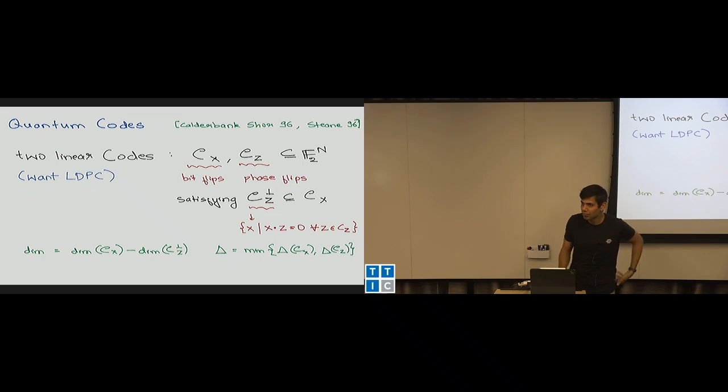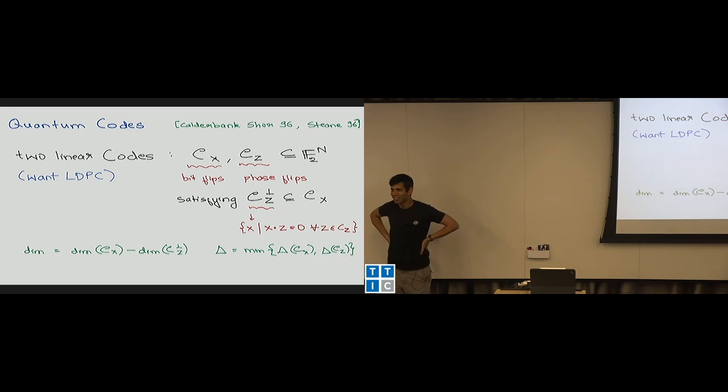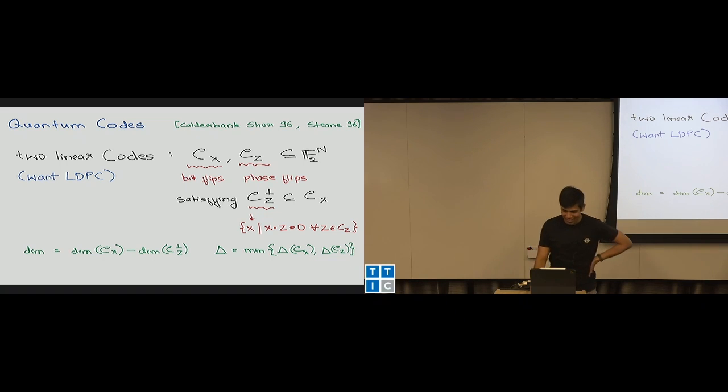This Calderbank-Shor paper itself is the quantum version of the GV bound. That's how they define this. I see. This is what you would get if you wanted to generalize the GV bound. I see. Okay. Thank you.